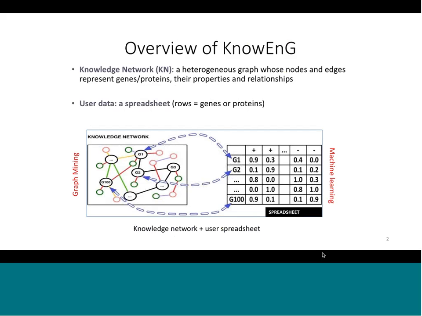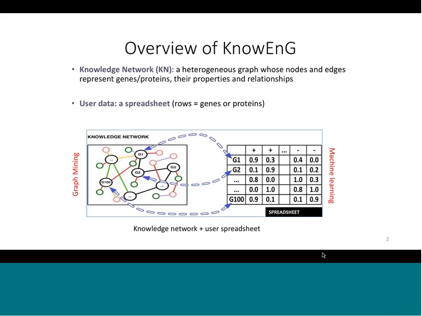I'll start with an overview of the basic idea of our center, which has really two types of data that are being analyzed. And our goal is to build a novel analytic framework that simultaneously looks at two types of data in making its analyses and predictions. The first one is what we call the knowledge network. I'll refer to this as KN. It's a heterogeneous graph where the nodes typically represent genes and proteins, and relationships among genes are encoded as edges.